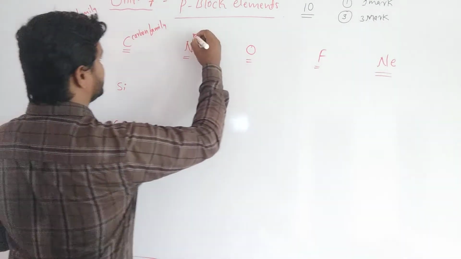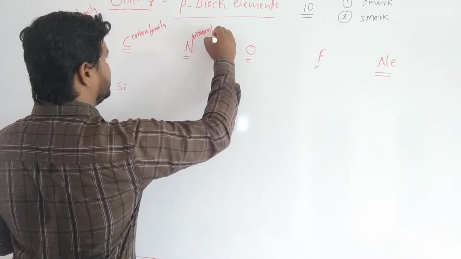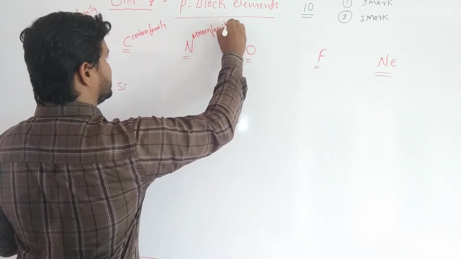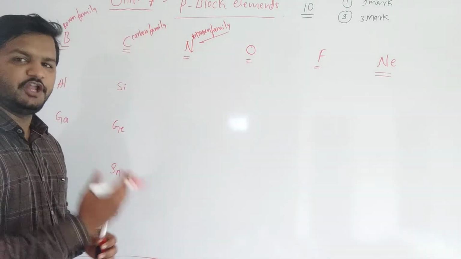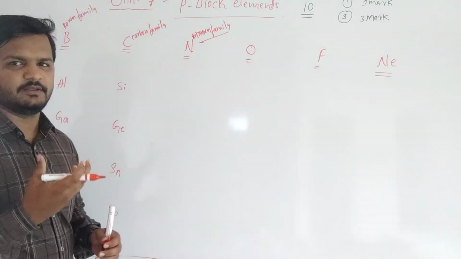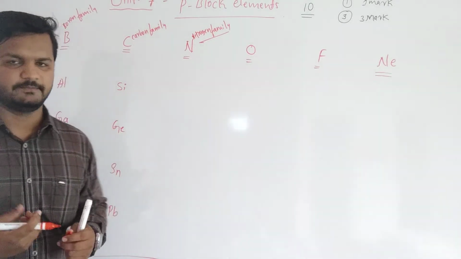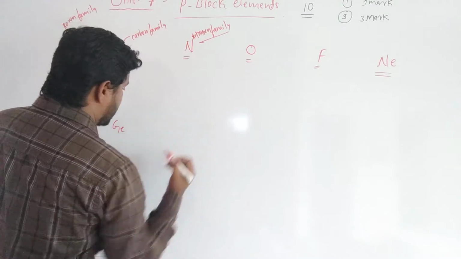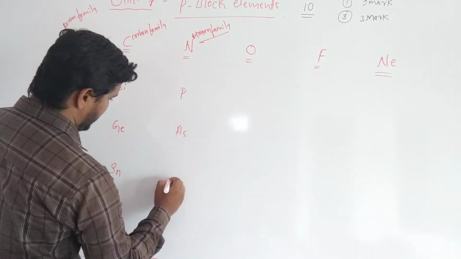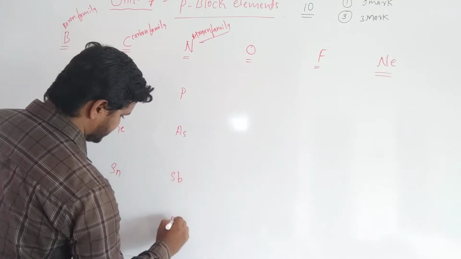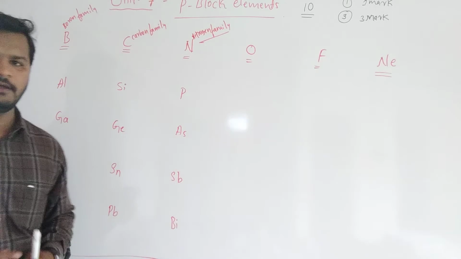Next one, nitrogen family. The nitrogen family is also called pnictogens, and the compounds are called pnictides. Pnictogen, according to the Greek word, means suffocating. The members are nitrogen, phosphorus, arsenic, antimony, and last one is bismuth.